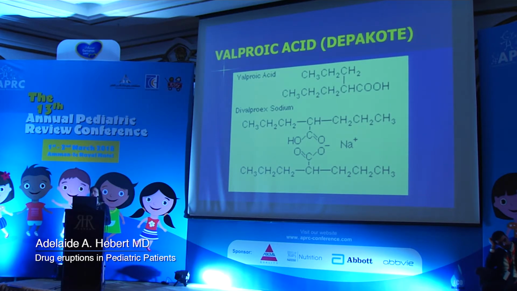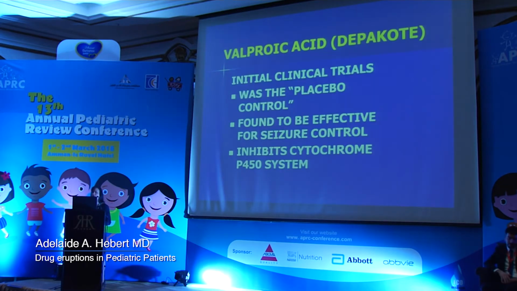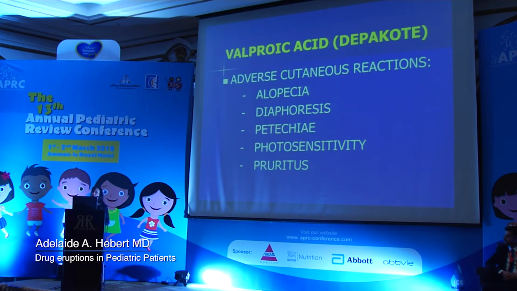This is a different type of anti-epileptic agent, and you can see that there is no aromatic ring here, so it's a different class. Originally, valproic acid was found to be an anti-seizure medicine because it served as a vehicle and part of the placebo in a clinical trial for a seizure medication, but its efficacy was recognized. This particular medicine also inhibits the cytochrome P450 system.